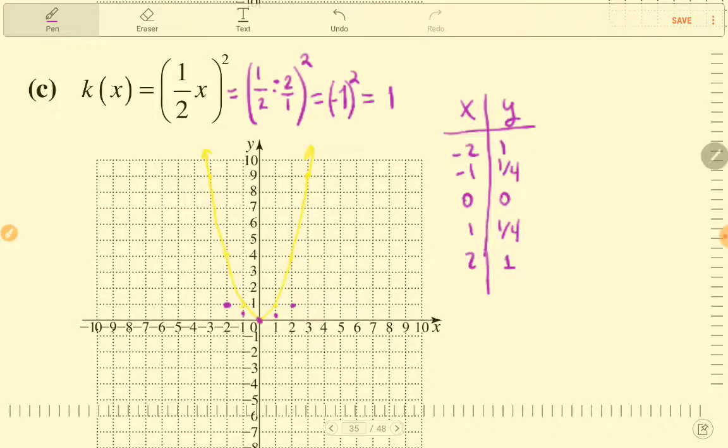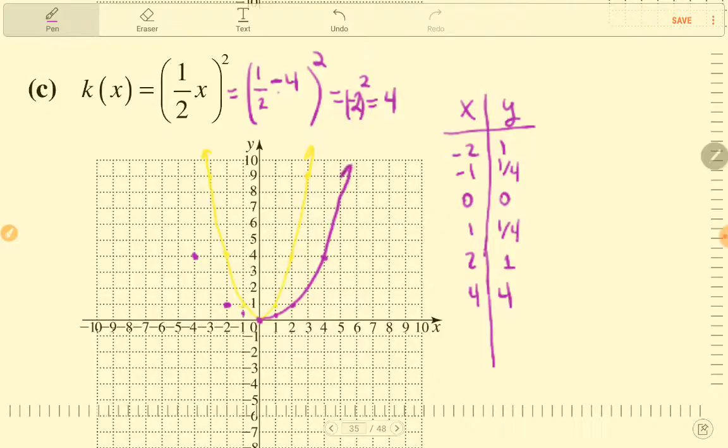All right, let's go to 4. So if I plug in 4, half of 4 is 2, so I'll have 2 squared, which is 4. And likewise, if I put in a -4, then I'll have -2 squared, which is still +4. So at x equals 4, I will have a height of 4. At x equals -4, I will have a height of 4. And I think that's enough. I'm just going to go ahead and try to estimate the rest of it.